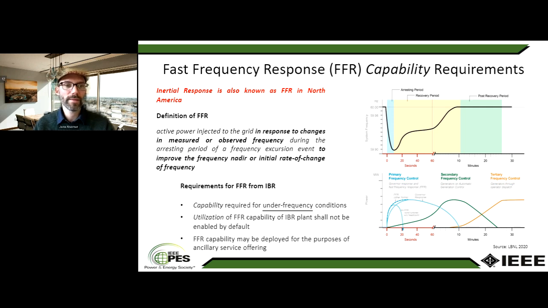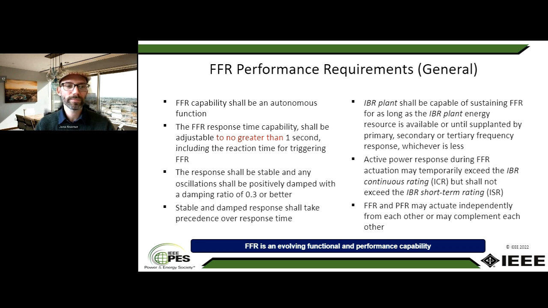Fast frequency response is a capability that is also sometimes known as inertial response. It's currently only specified for under frequency conditions, and it really aims at arresting the frequency decline when, for example, a large generator is lost, or even during system split conditions. There are a couple of specifications, but the key one is that the fast frequency response shall have a response time no greater than 1 second. And this function is still an evolving function, so the requirements are fairly high level and not as specific in this version of the standard.